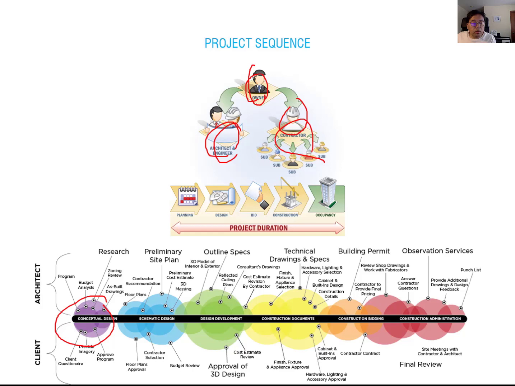Okay, and then you can see the preliminary study, which is the conceptual drawing, and we do the analysis and everything in this phase. Then you start from schematic design, design development and construction documents, and after that bidding and negotiation, and then construction administration during the construction period, and after that the owner can occupy your design.